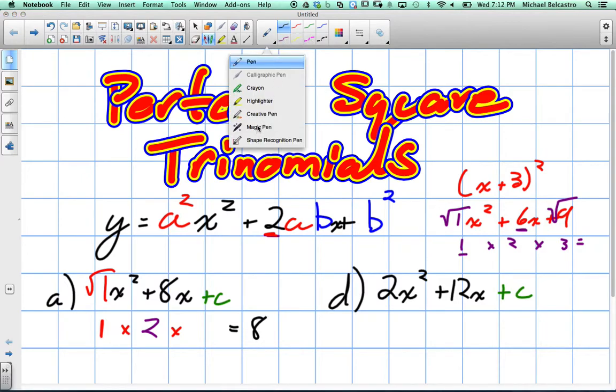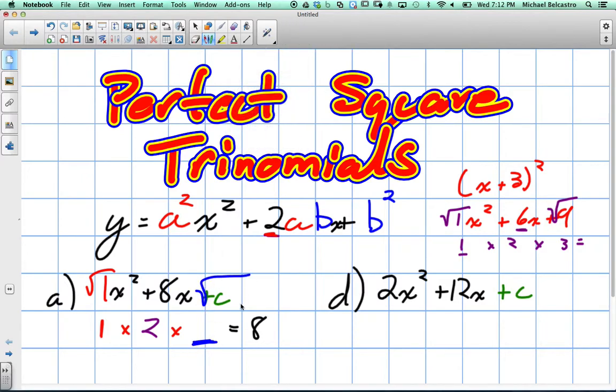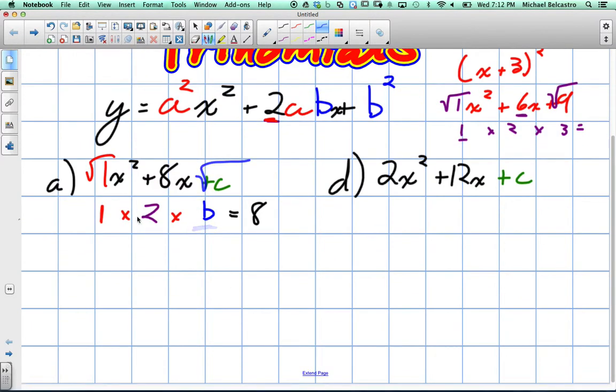That other number needs to be the root of C. We'll call it our B. We're trying to find our B, so we can do some algebra and put this into an equation. 1 times 2 is 2, times B is 2B, equal to 8. So our B term, when we divide by 2, is equal to 4. But remember, this is not just B, it's B squared. So we'll have to square this value in order to make our C. So C is equal to 4 squared, so C is equal to 16.